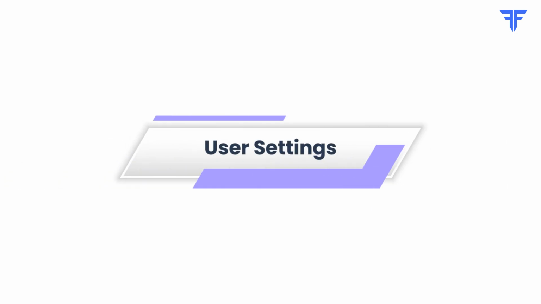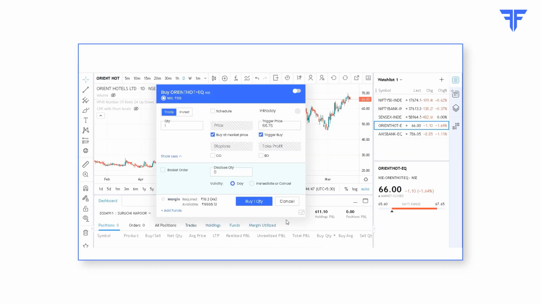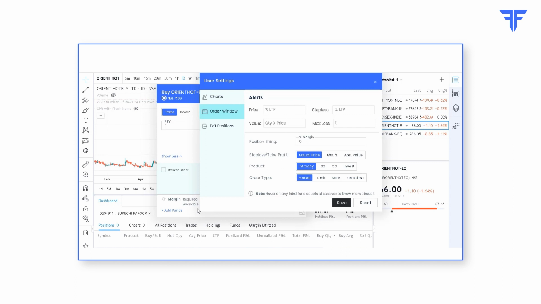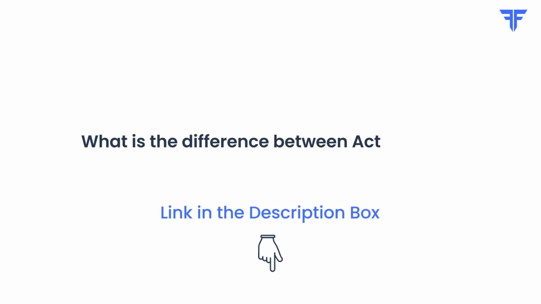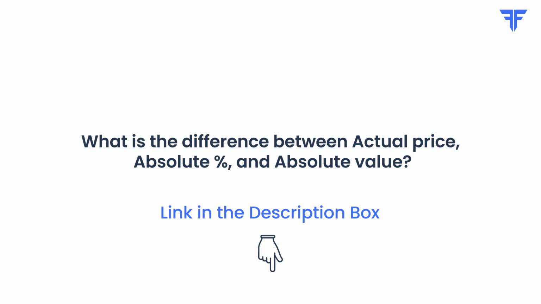User settings. As a part of the new order window, we have added a new feature where the user will be able to save their order preferences like alerts and default order type preference to ease the trading flow. To understand more about user settings, you can click on the below mentioned link.